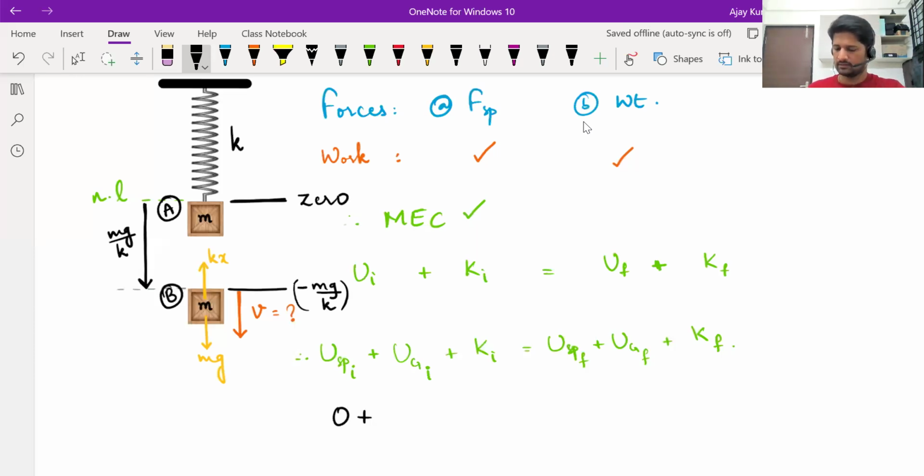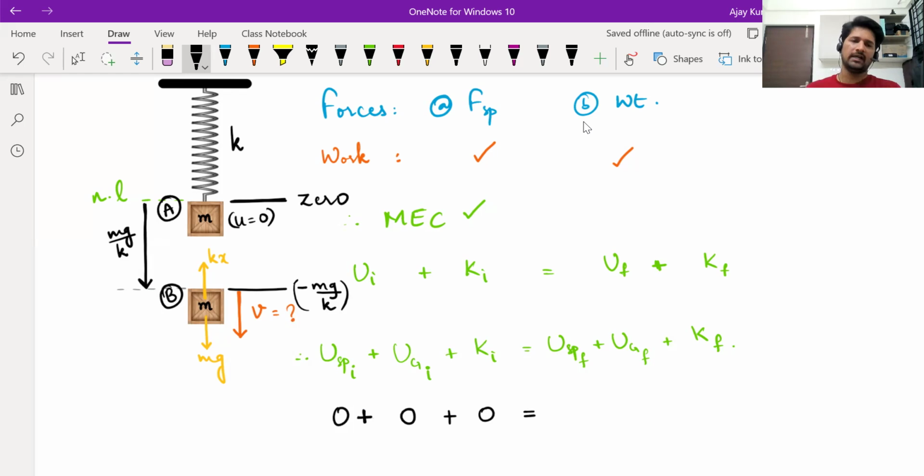Next. One of you tell me, how much is the gravitational potential energy initially? We considered the initial level as 0 height level. Therefore, gravitational potential energy will be taken 0. Next, kinetic energy. Was the block moving initially? No, it was released from rest. So kinetic energy is also 0. All three are 0 initially.